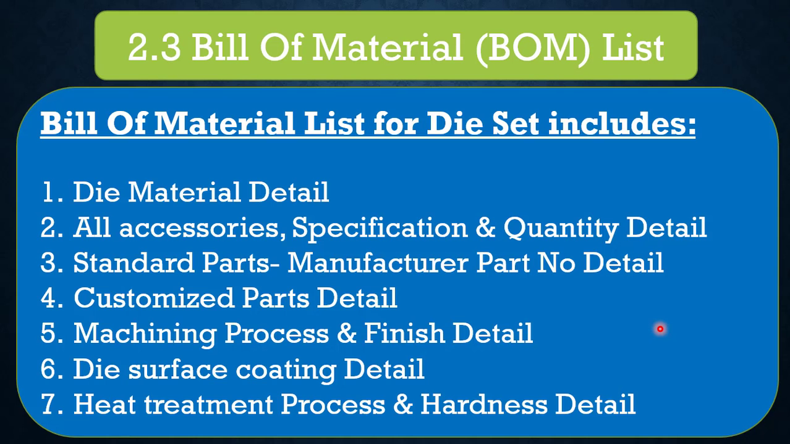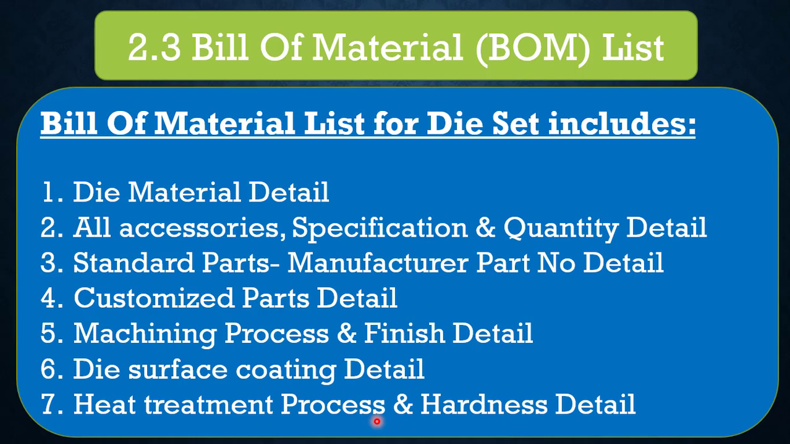So what are the details we are filling in the die design BOM list? Number 1, die material detail, which is nothing but raw material details of all the die elements. Number 2, all accessories, specifications and quantity detail. Number 3, standard parts along with manufacturer part number details. Number 4, customized parts details. Number 5, manufacturing process and finish detail. Number 6, die surface coating details if there is any. And number 7, heat treatment process and hardness details. So we will see one by one in detail in the upcoming slides.